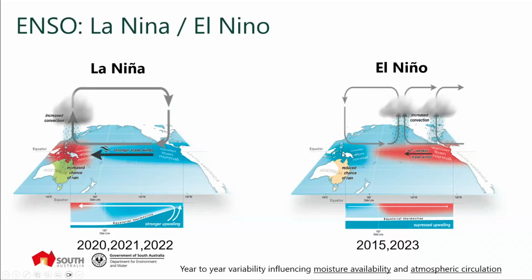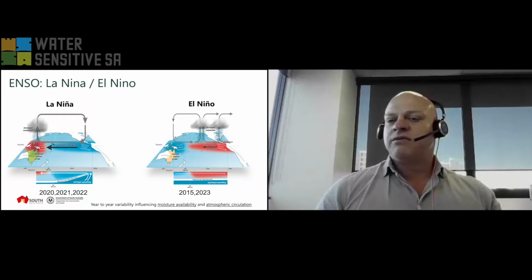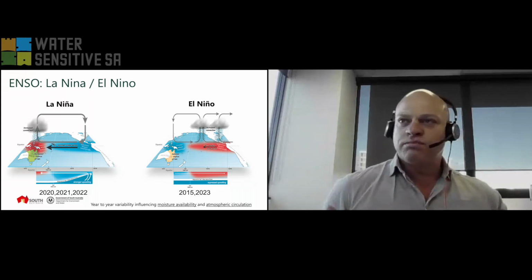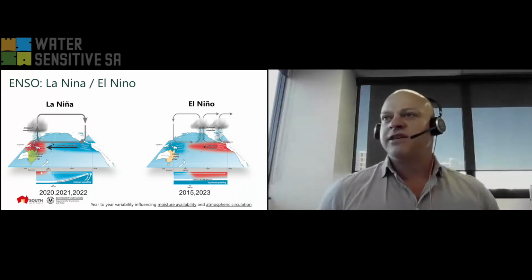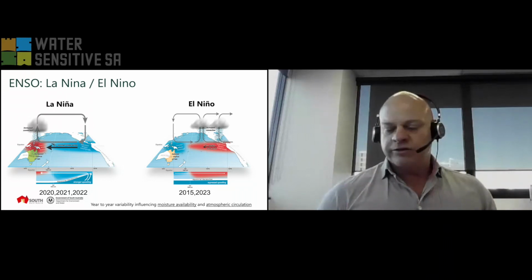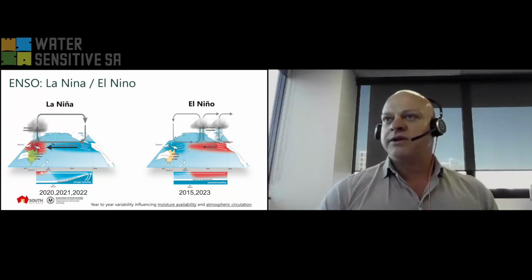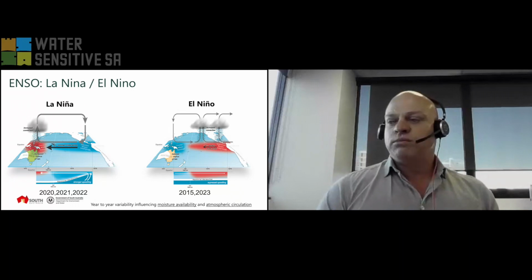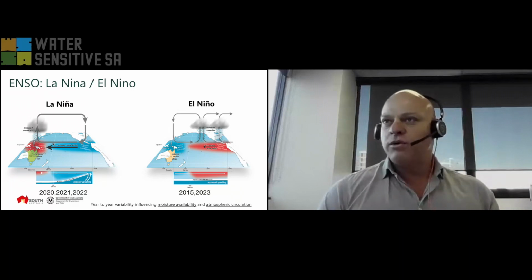So we can think of this broad background state as causing variations in the sources of moisture for Australia, and also in what's going on with the atmosphere, whether it's tending to rise and support rainfall and cloud formation, or sink and act against that.